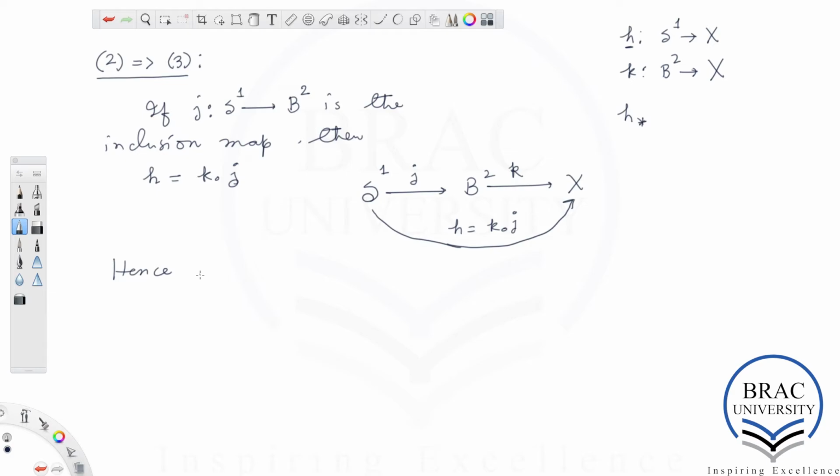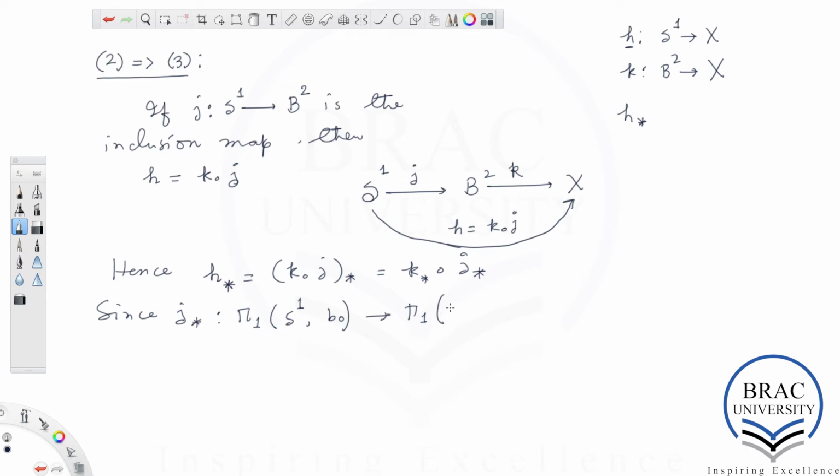Hence, H star is going to be equal to K composed with J star, and from the second lecture we know that this is K star composed with J star, right? Now J star is the induced homomorphism between the respective fundamental groups, from the fundamental group of the unit circle with reference to the base point B0 to the fundamental group of the unit ball with reference to the same point B0, and it is trivial.